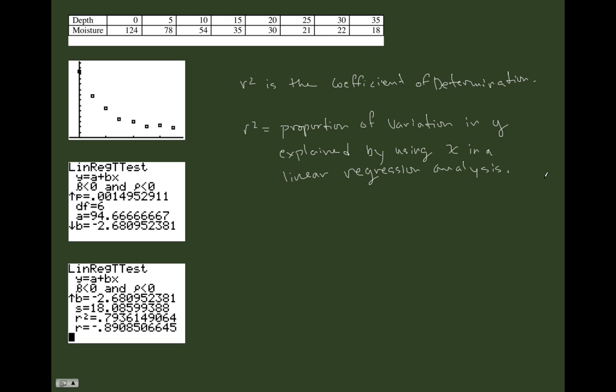And again, the idea here is that R squared is a proportion. What is it a proportion of? It's a proportion of the total variation that was in the Y data originally that's being explained when we use the depth the sample was taken at in a linear model. In this example, R squared is about 79%. So I've converted the decimal to a percentage. 0.79 equals 79%.